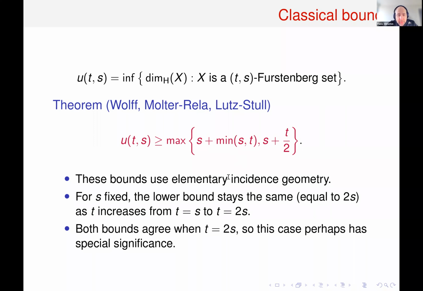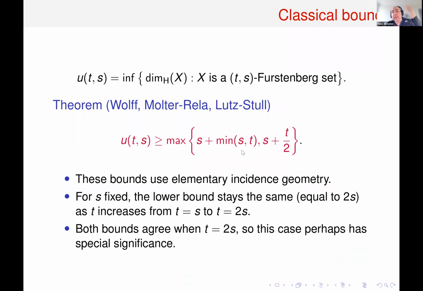So some indication that this might not be sharp is that if t is equal to s, then the left-hand side bound is larger and it is 2s. So when t is equal to s, the bound given by these classical methods is 2s. But if we increase t from s to 2s, so we double the dimension of the set of lines, all the parameters are positive here, by the way. This is not so interesting if t or s is 0, so I'm always assuming positive.